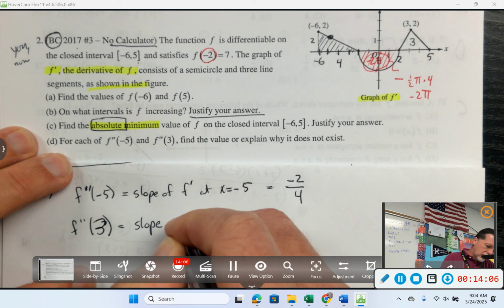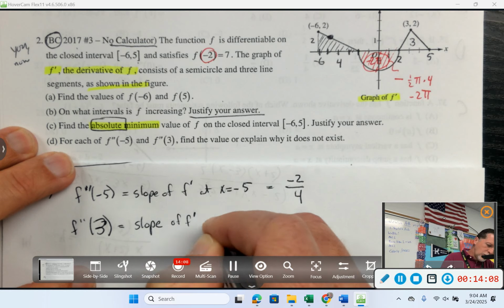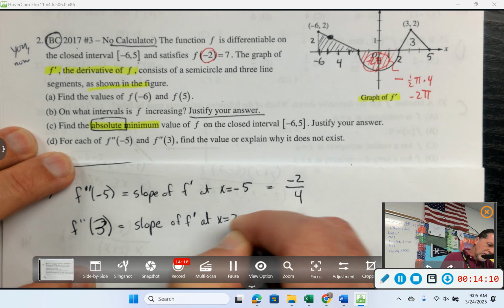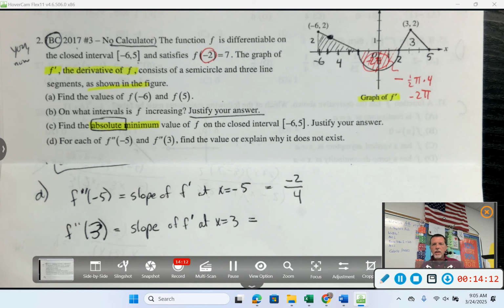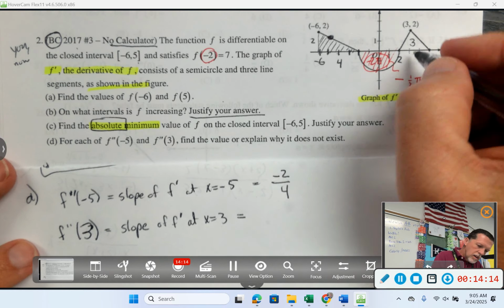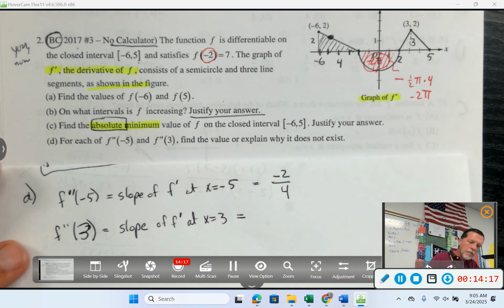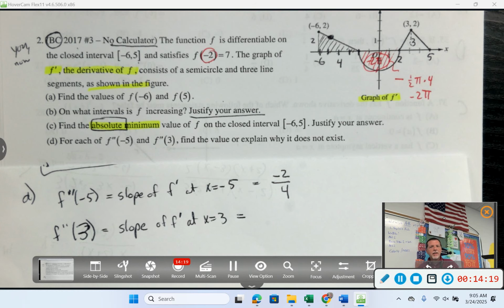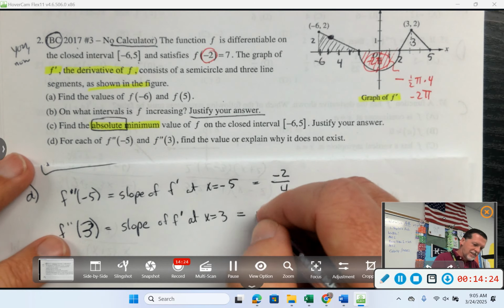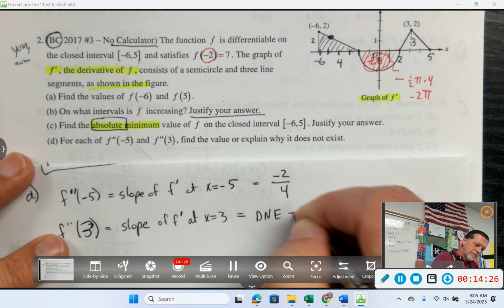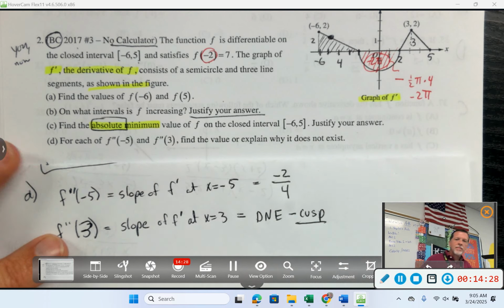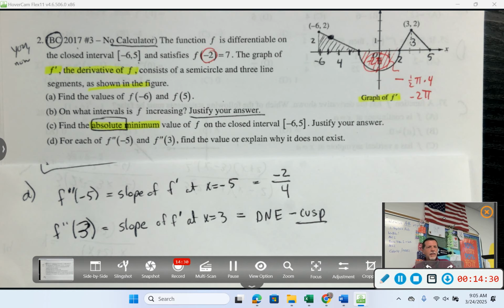f double prime at 3 is the slope of f prime at x equals 3. What's the slope of f prime at x equals 3? Why doesn't it exist? There we go. And so it kind of happened like we thought it would happen. One of them worked and one of them didn't. So it does not exist because there's a cusp.